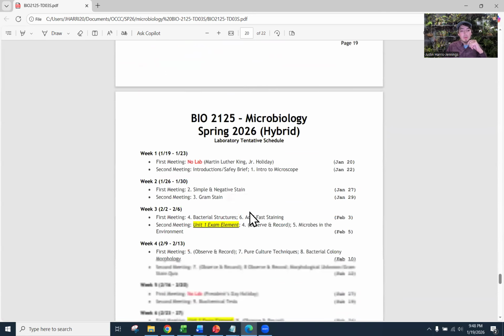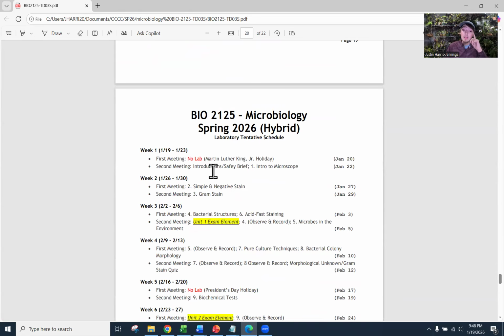And then if we scroll all the way down to the next schedule, we have the lab schedule. On Tuesday, we don't have any lab meetings, but Thursday we'll talk about the introduction of safety in the lab and how we'll conduct ourselves in the lab. And then we'll go over the parts of a microscope and how to use them effectively. So with that, I think we can start the actual content.